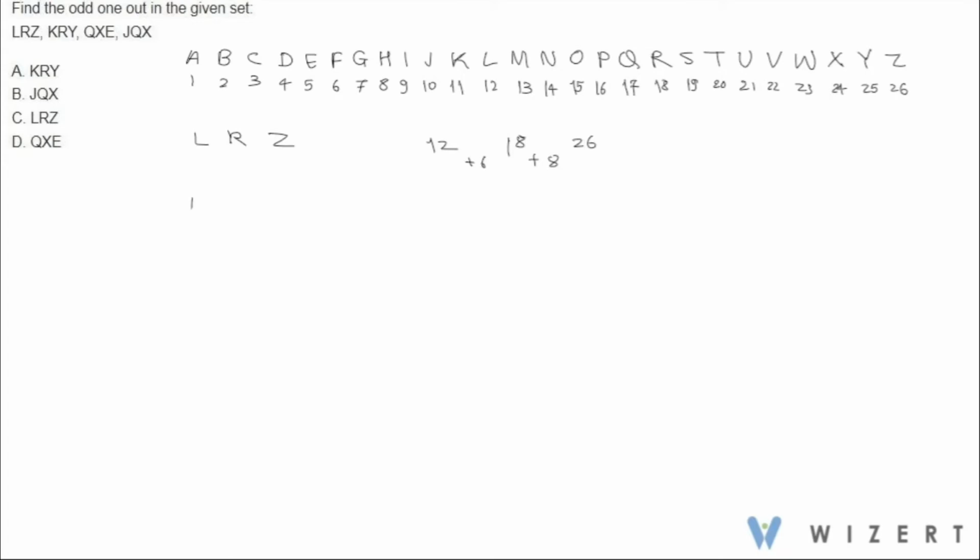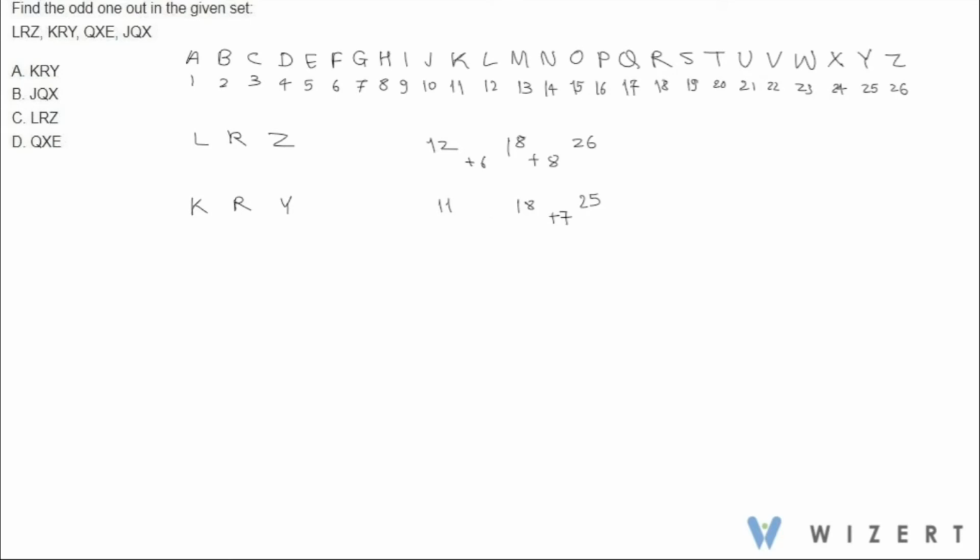Now let's see KRY. K is 11, R is 18, Y is 25. So this is plus 7, plus 7.